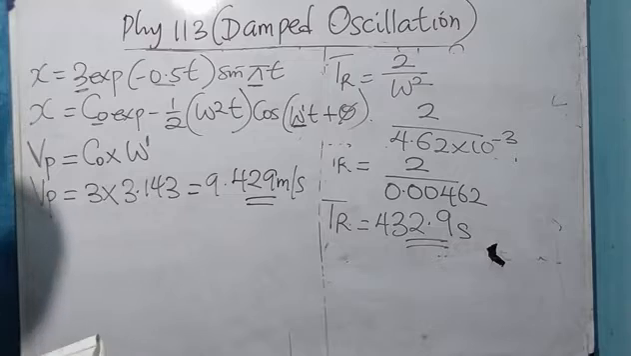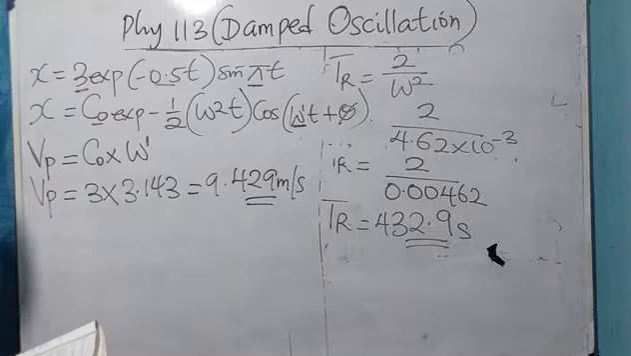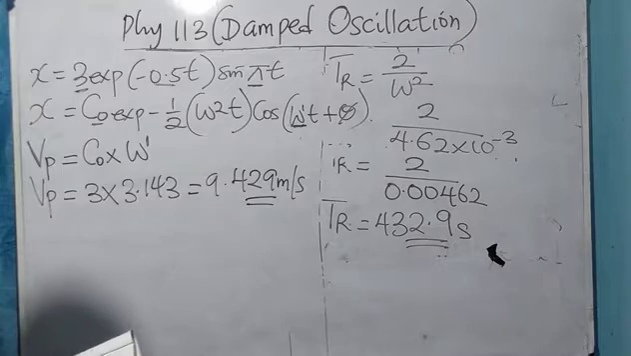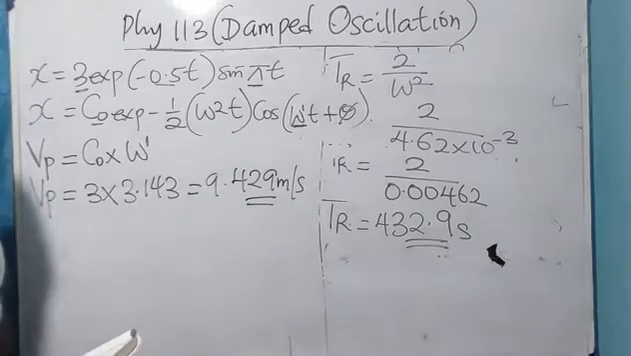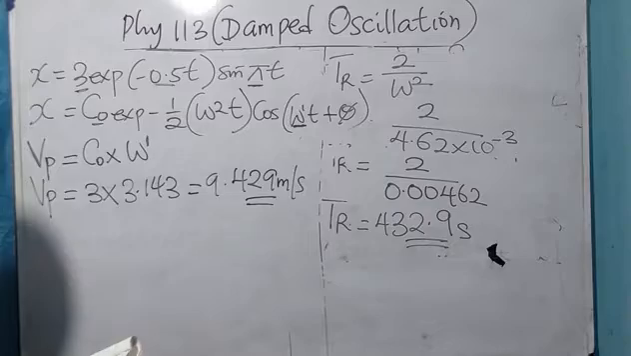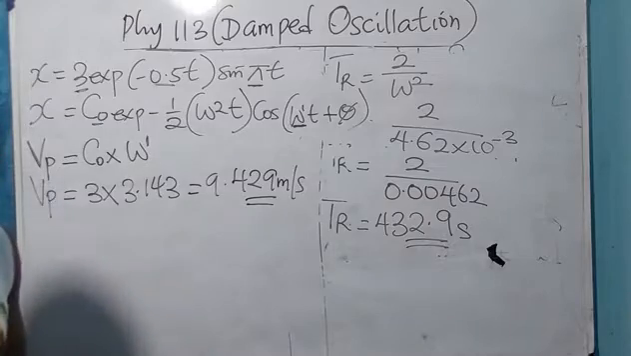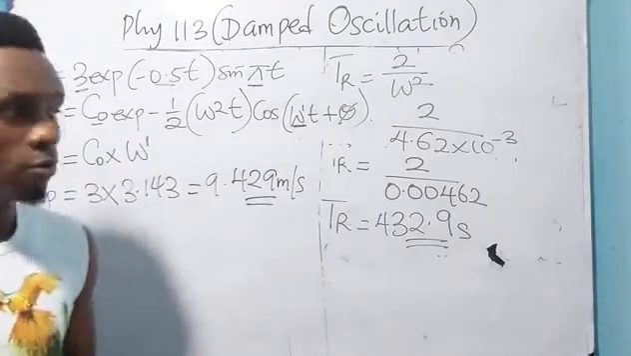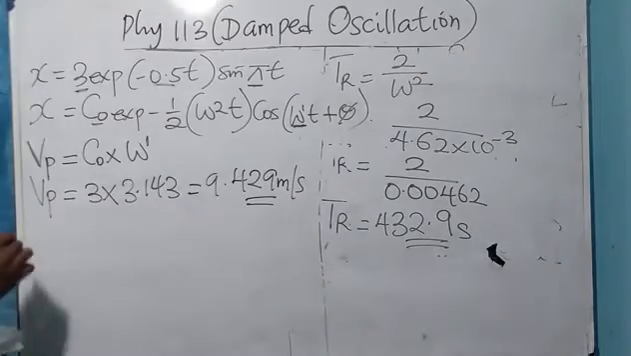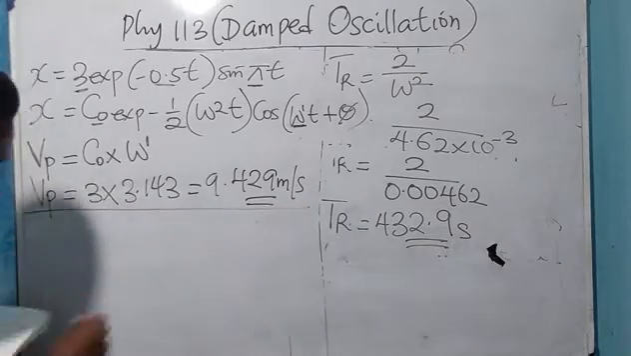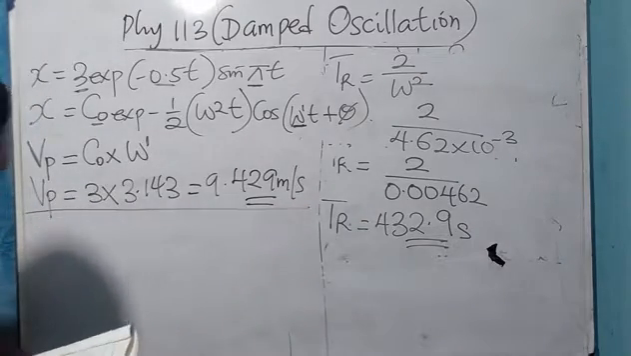Alright. What are the options? We have A 2.08 meter per second, B 8.43 meter per second, C 1.25 meter per second, D 0.75 meter per second, and E none of the above. So the answer is what? None of the above.